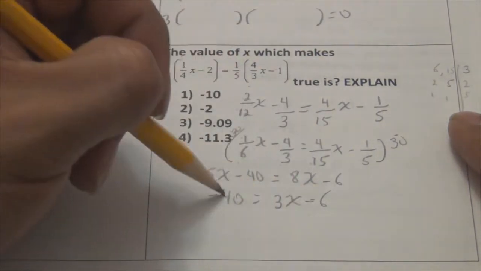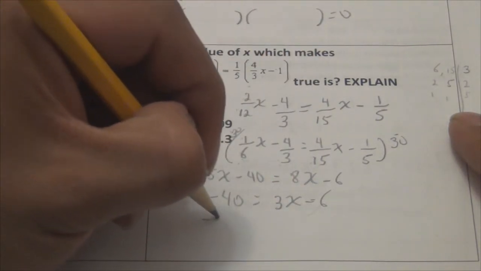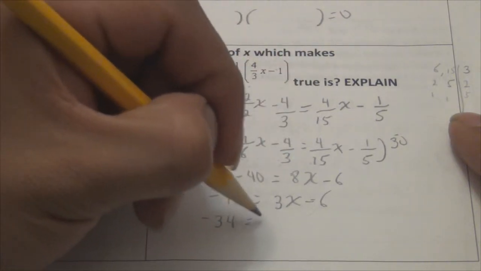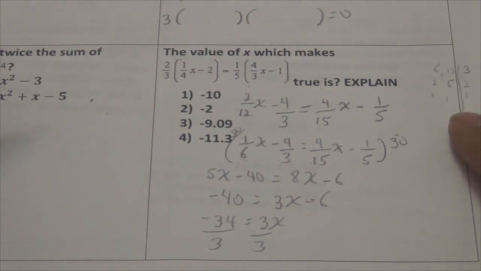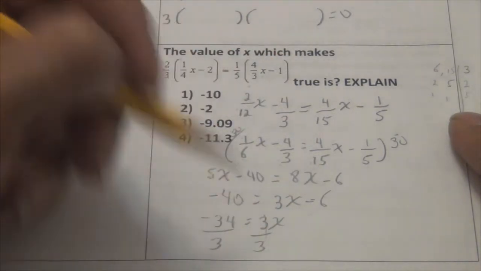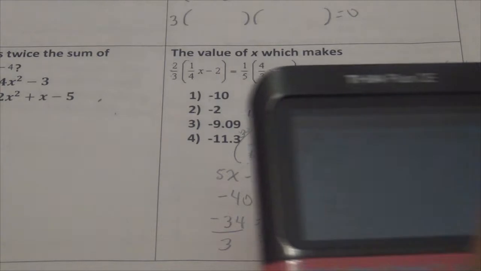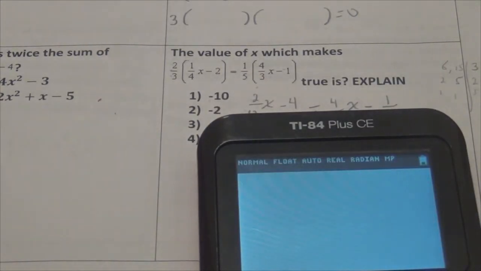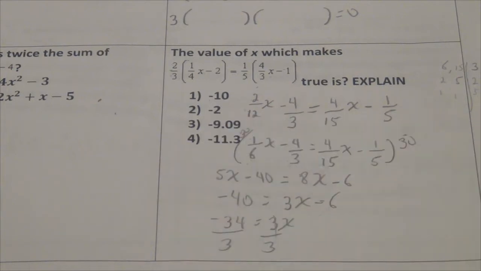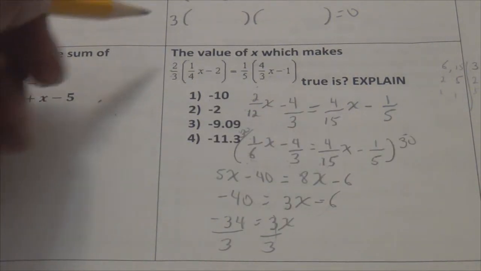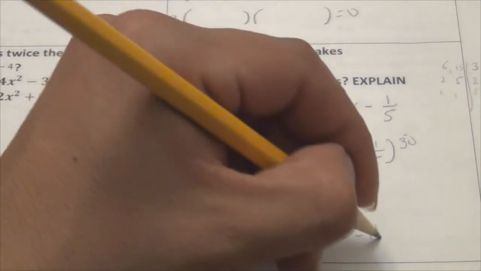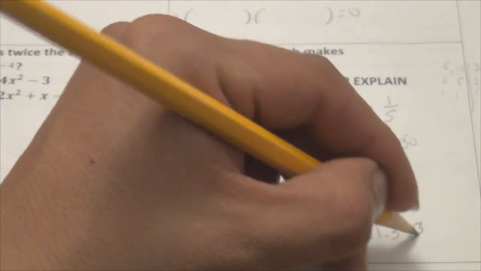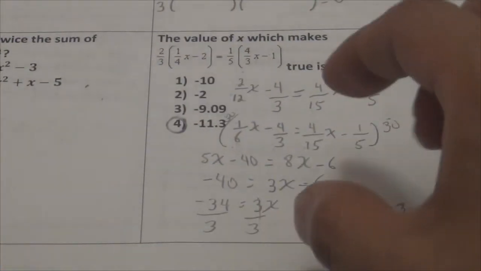Okay, and now I'm going to add 6 to both sides. So I get negative 34 equals 3x. Then I'm going to divide by 3 on both sides. And now what is negative 34 divided by 3? Negative 11.3333333. So boom, boom, boom. X equals negative 11.33333.